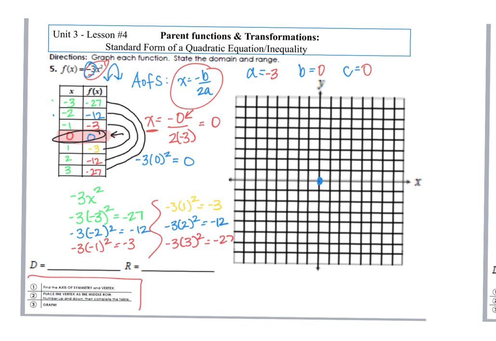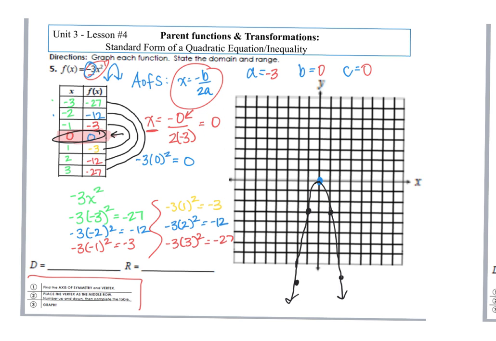Okay, now when it comes to graphing, we need to plot these points. We're at negative 1 and negative 3, and we're at positive 1 and negative 3. On either side of that, we're going down to negative 12, so that's going to be a lot further down, about here and here. And again, make sure you make this rounded and not pointy like our absolute value v's.